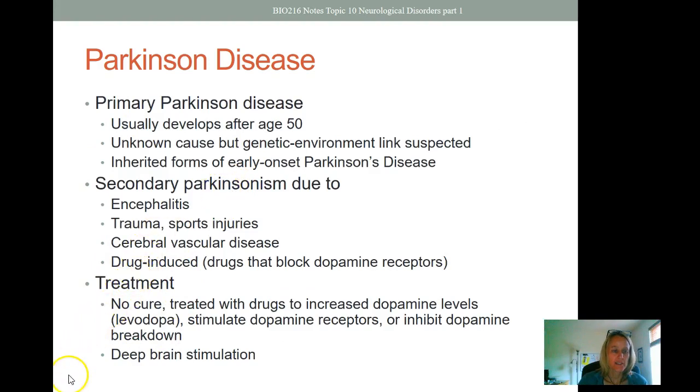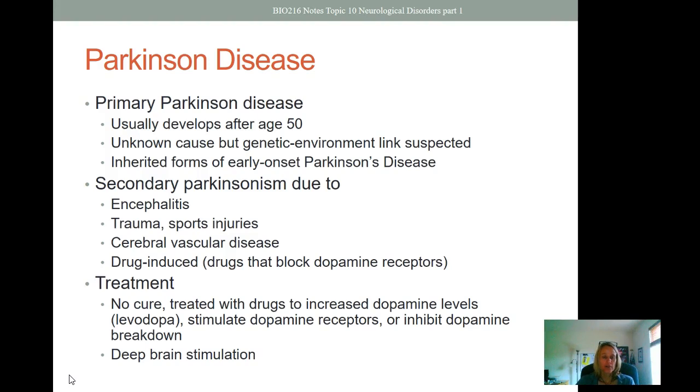Primary Parkinson's disease develops usually after the age of 50. This is an unknown cause, but a genetic environment link is suspected. Inherited forms of early onset Parkinson's disease also can occur, such as in the case of Michael J. Fox. Secondary Parkinson's is due to some other primary problems, such as encephalitis, stroke, trauma, sports injuries, or may be induced by drugs that block dopamine receptors.